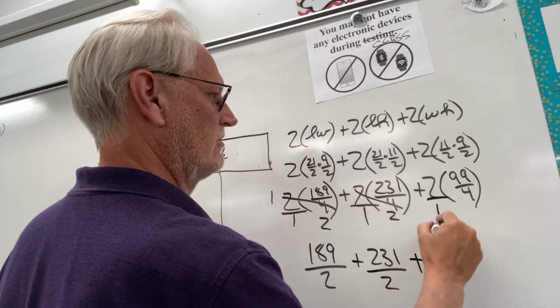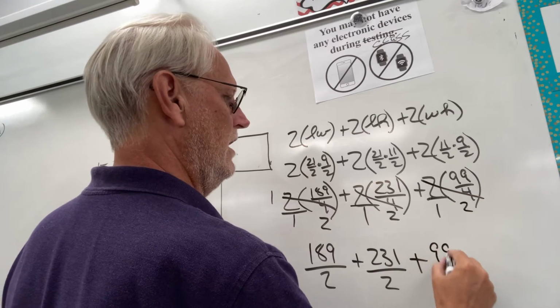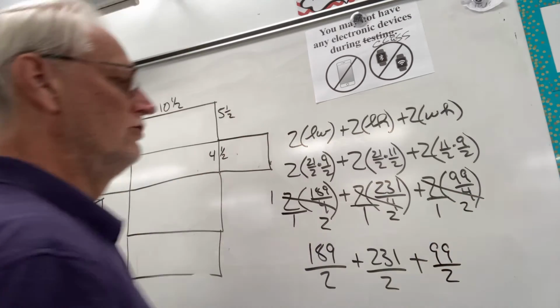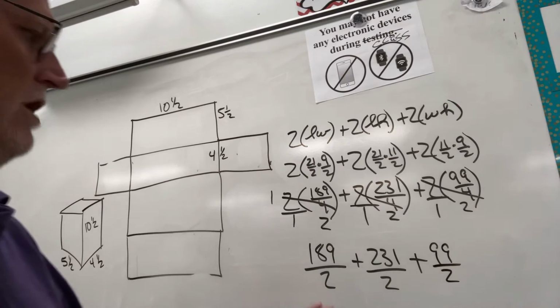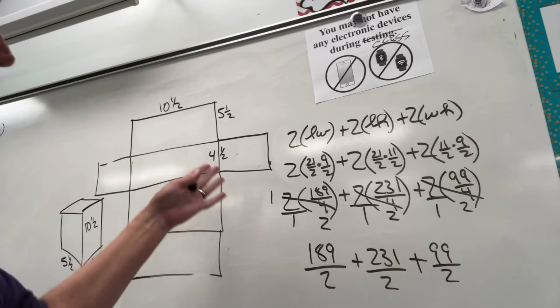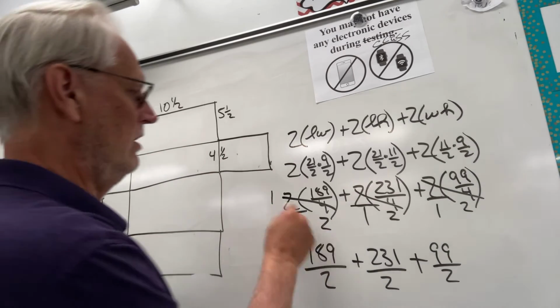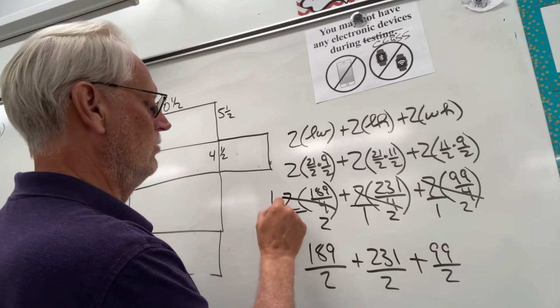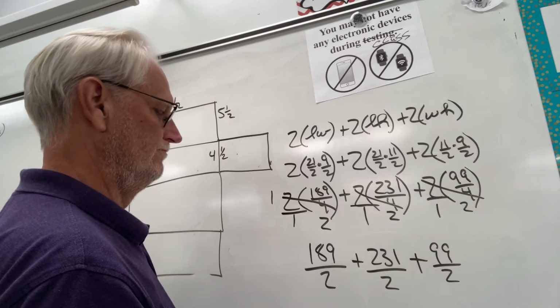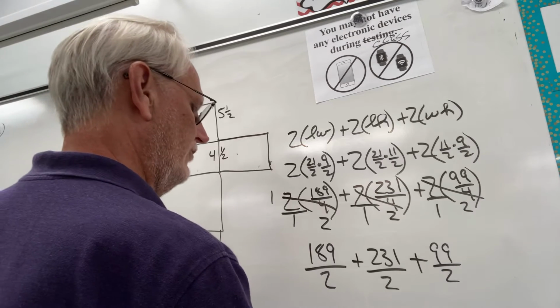I'm going to cross-factor here, and that's going to become 99 over 2. So you'll recognize that our denominator is now 2 instead of 4 that we had when we did the boxes. And that happens because I cross-factored when we multiplied by 2. Okay? So now we're going to have a denominator of 2.